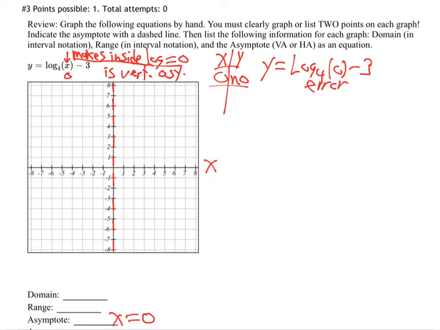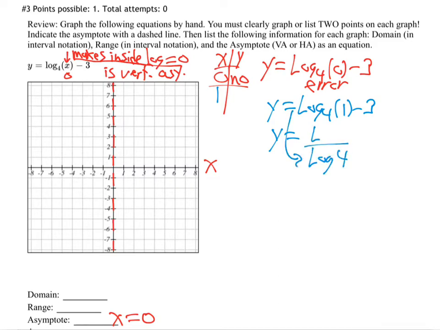Now let's plug in x is 1. We get log base 4 of 1 minus 3. Now remember how we do this? When we have a funny base, like log base 4, we make it into 2 logs. The base goes to the bottom, the other one's on the top. Hit the buttons on your calculator, you'll get 0 minus 3, negative 3. So that's the point over 1 down 3 right there.